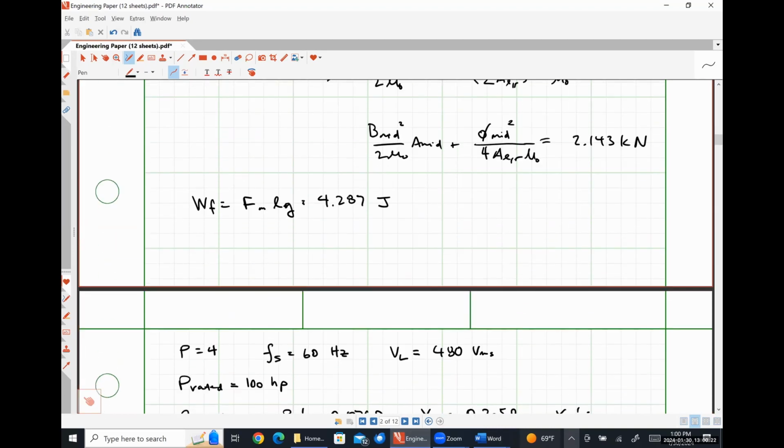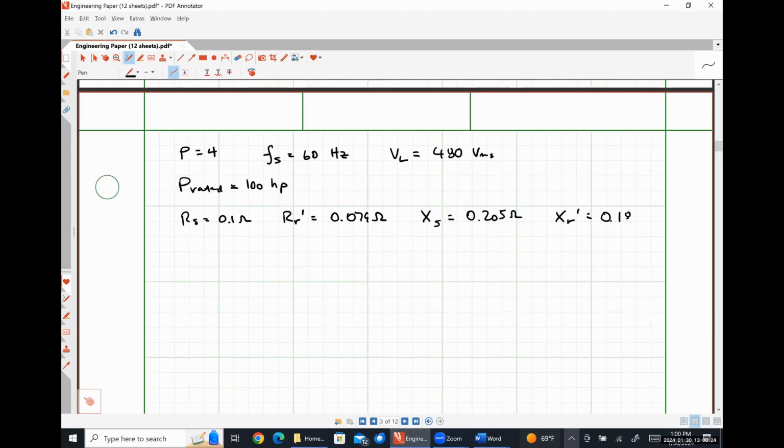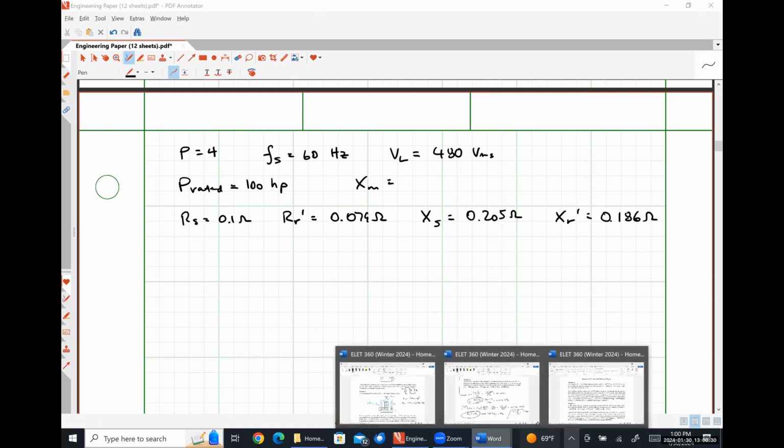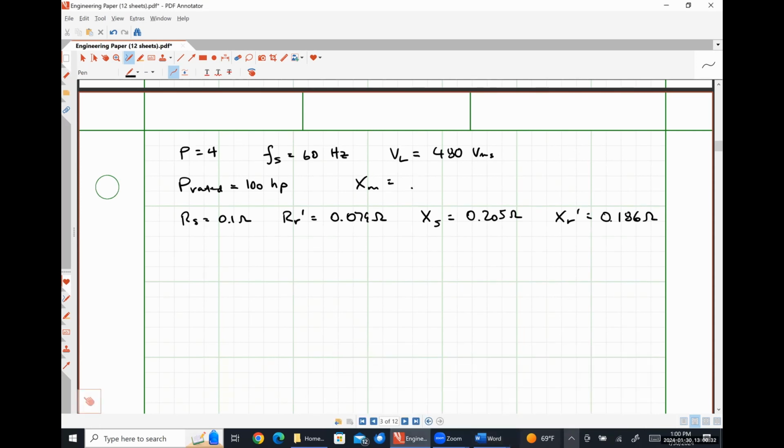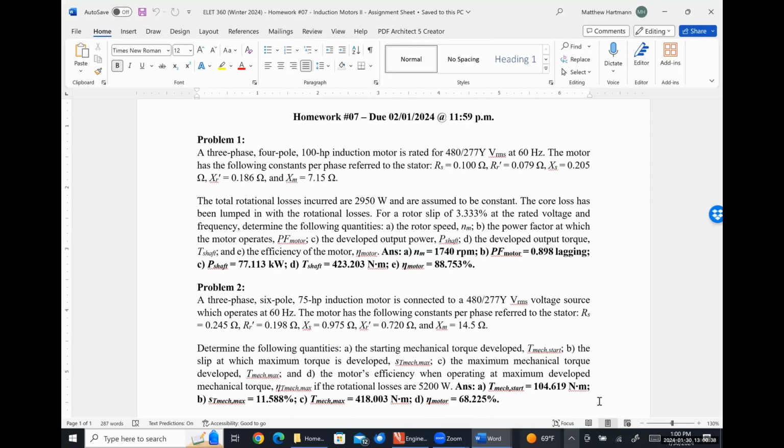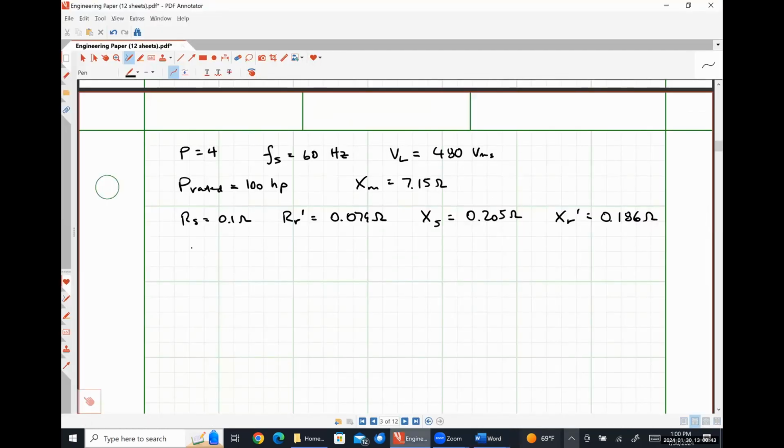Let's sneak XM in up here: 7.15. Thank you. What other information do we have? All right, so P rot is 2950 and our slip is 0.10%. Anything else?